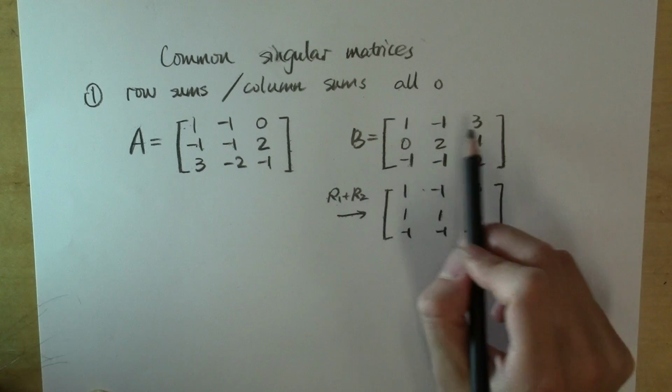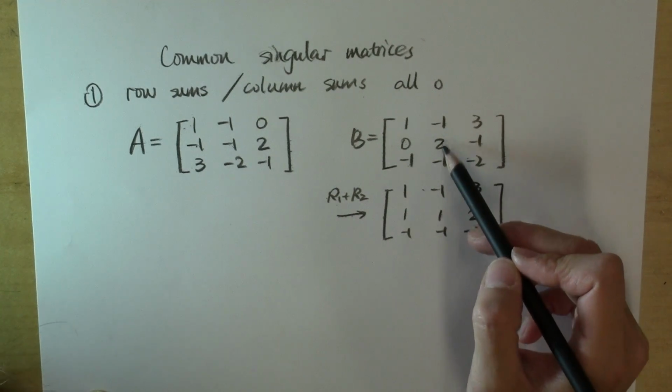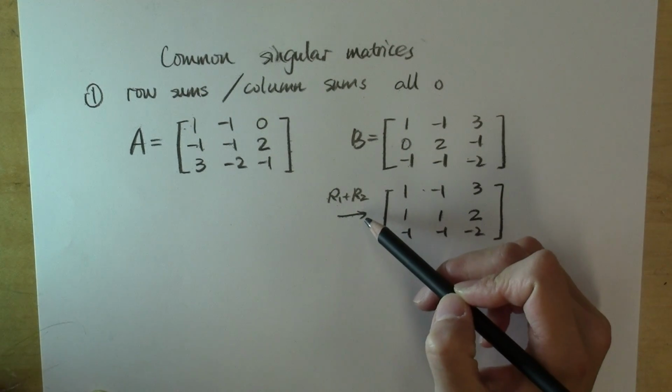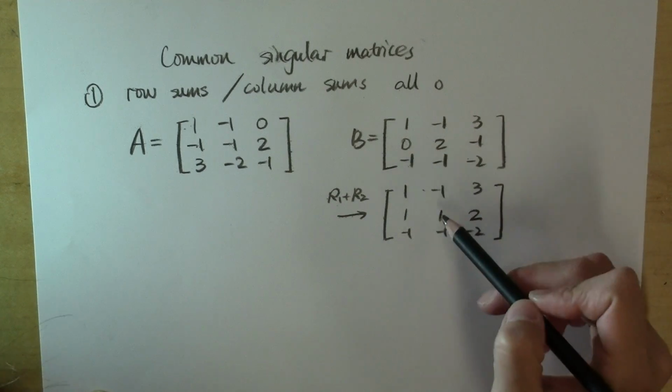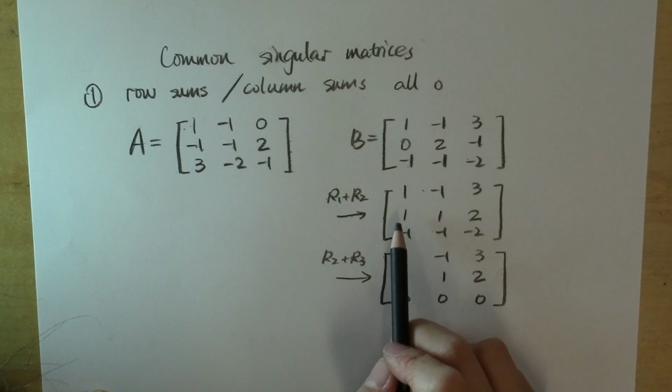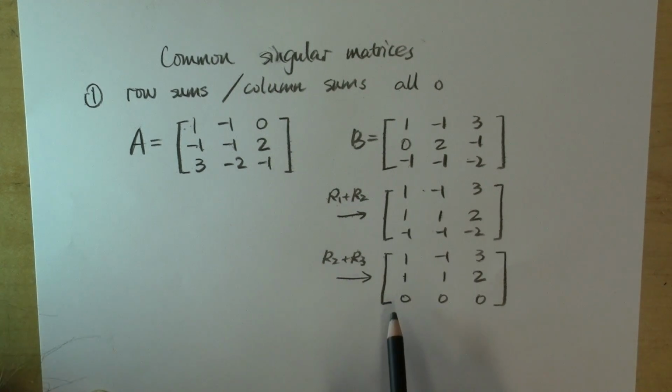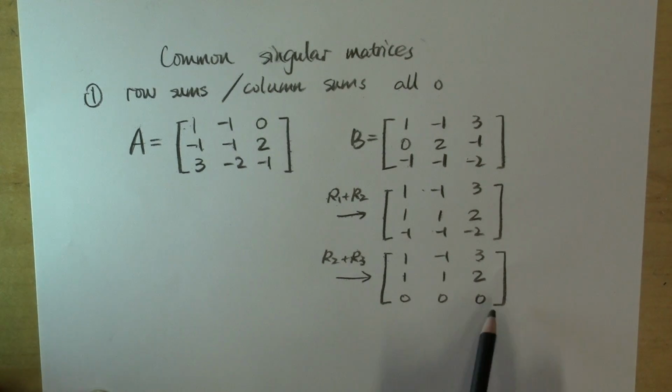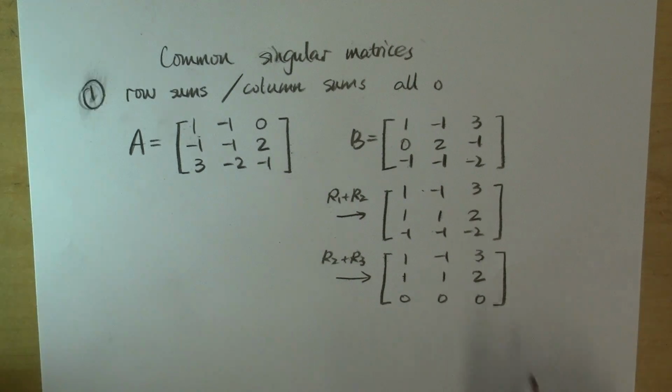I can first add the first row of B to its second row, which is an elementary row operation, and B is equivalent to this matrix. I can then use another elementary row operation, adding the second row to the third row, and now the updated third row is all zeros. And as we've explained in a related video, this matrix is singular because it has a row that's entirely 0.